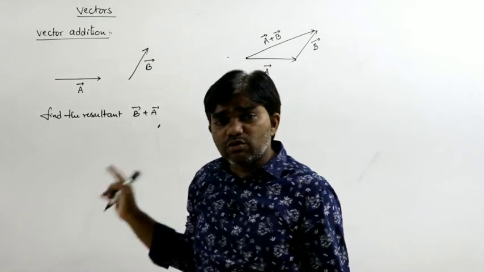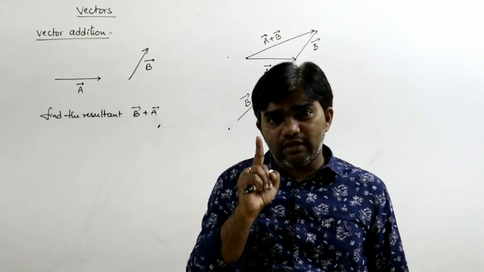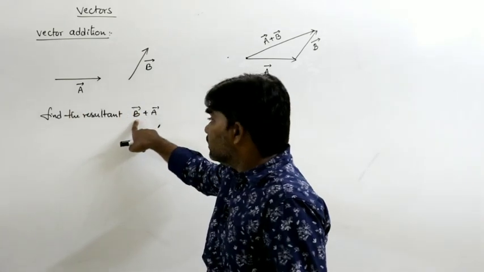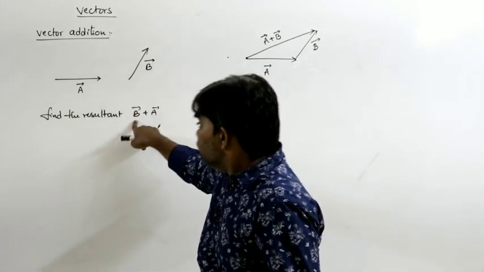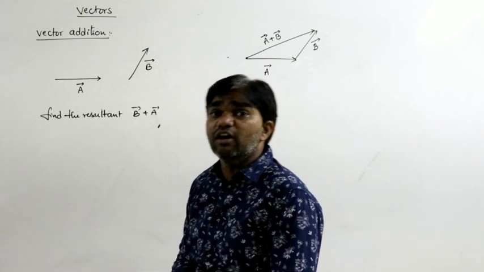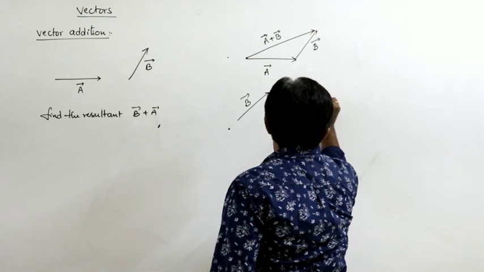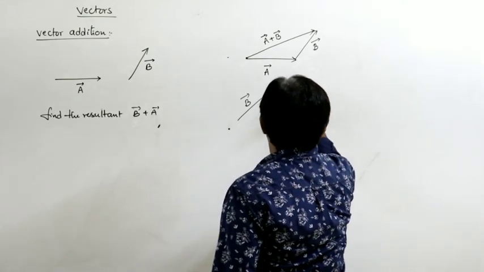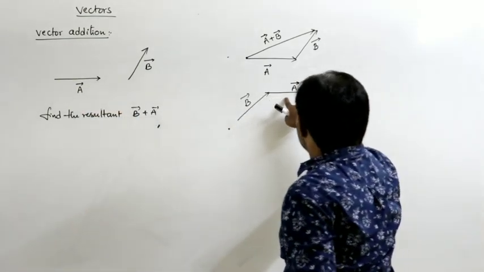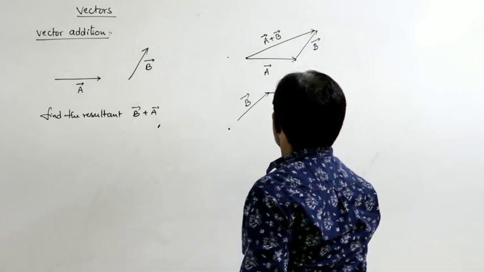According to the rules, what is the first rule? The second vector must start from the final point of the first vector. What is the second vector here? A bar, because we have to find B bar plus A bar. In these two, which one is the first one? B bar. Which one is the second one? A bar. So the second vector must start from the final point of the first vector, without changing its magnitude and direction. So this is the direction and this is the magnitude. We must represent it like this. So that is the first point.